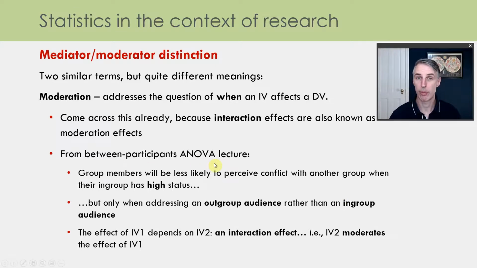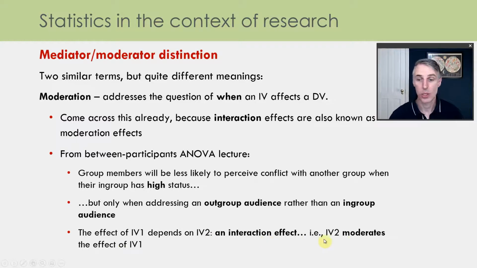So just slightly more concretely, thinking back to the between participants analysis of variance lecture, we had an example of a two-way design, two independent variables, and that allowed us to test whether perceived conflict as the outcome variable would be affected by the status of participants' group membership, whether they were in a high status or a low status group, but also the extent to which that would depend on the audience to whom they believed they were addressing their responses, whether it was members of their own group or members of another group. So we noted that this hypothesis is specifying that the effect of one independent variable would depend on levels of the second independent variable, and that is tested by the interaction effect.